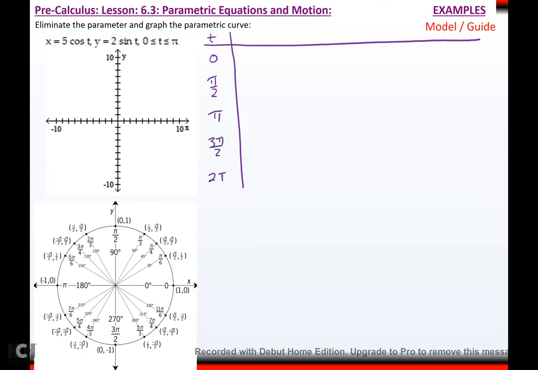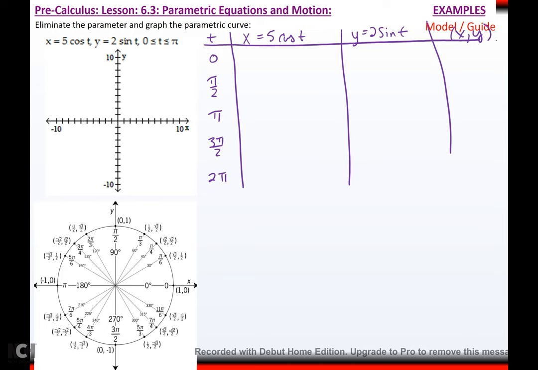Alright, so on this one, it says eliminate the parameter and graph the parametric curve. Alright, so I need my t. And again, we're talking cosine and sine, so I'm going to do 0, pi over 2, pi, 3 pi over 2, and 2 pi. And I have my x equals 5 cosine t, and my y equals 2 sine t, and then I'll have my xy ordered pairs that I can plot.